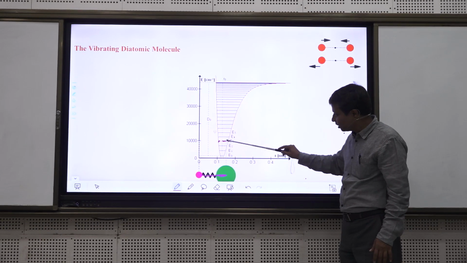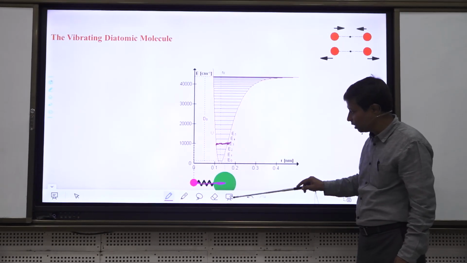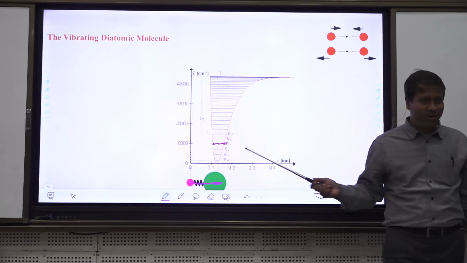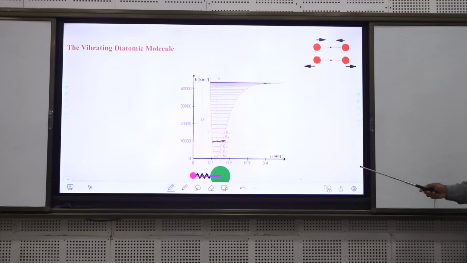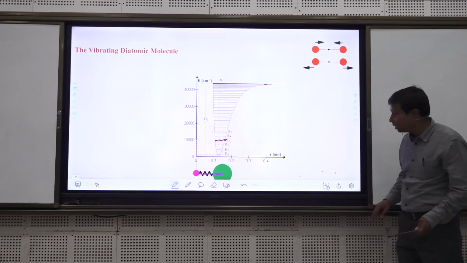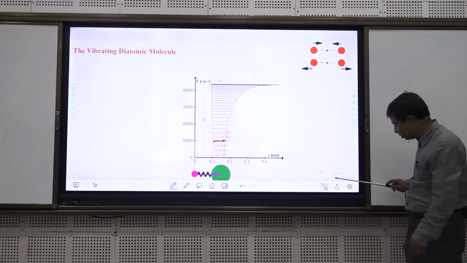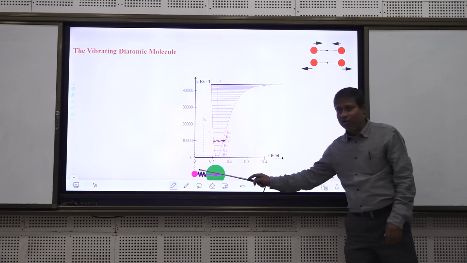So it is stretch, this is compress. Here there is some problem. Can anybody tell what the problem is? I have taken it from Wikipedia. Two atoms are not... why? How will it go? What is the problem here?